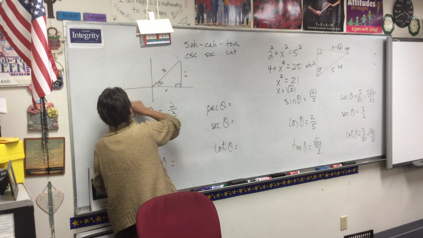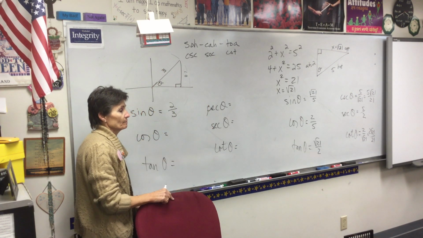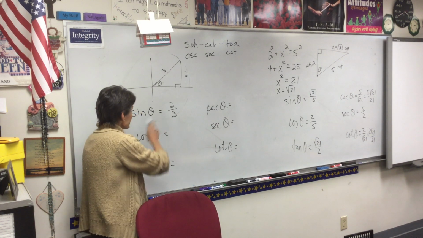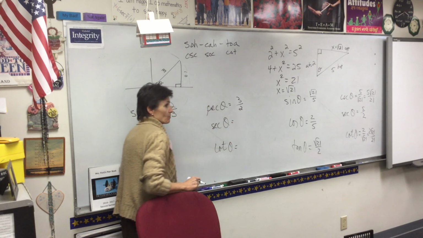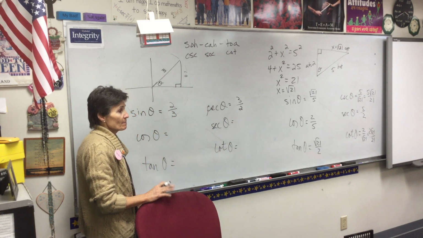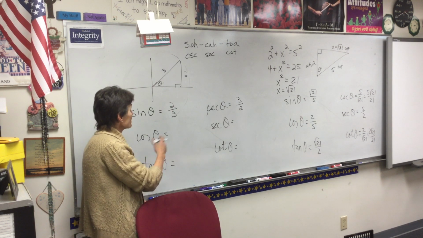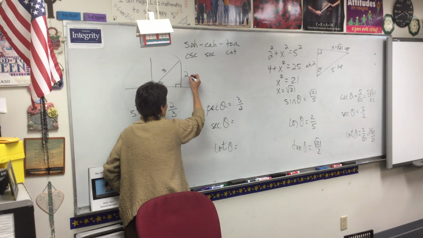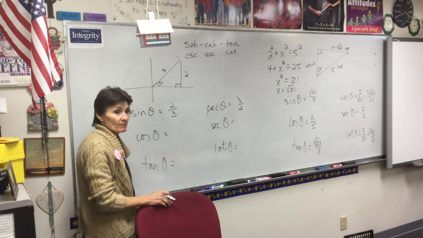What we need is to fill in all the rest of the functions. Well, if the sine is 2/3, I automatically know the cosecant is going to be 3/2, right? Anybody that misses that, deep trouble. But what about the rest of them? What am I going to have to do in order to find the rest of them? I'm going to need the Pythagorean Theorem.